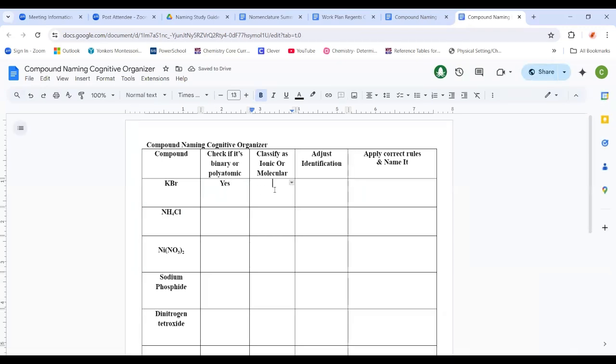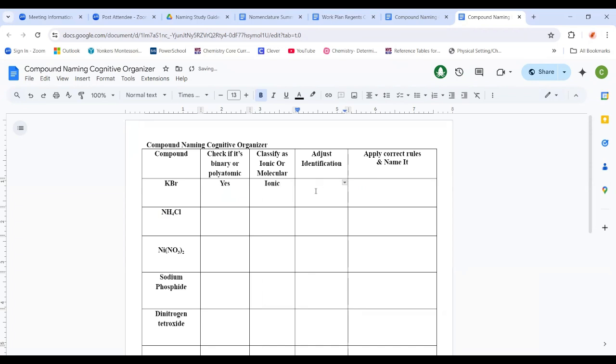Okay, now, is it ionic or molecular? The second question always is going to tell me if it's binary, I can make this decision strictly on whether or not there's a metal present. Okay, so there is a metal. Potassium is in group 1 on the periodic table all the way on the left, so that makes that a metal. That's an alkali metal. So yes, this is ionic.